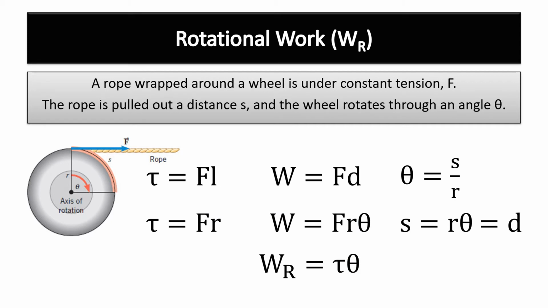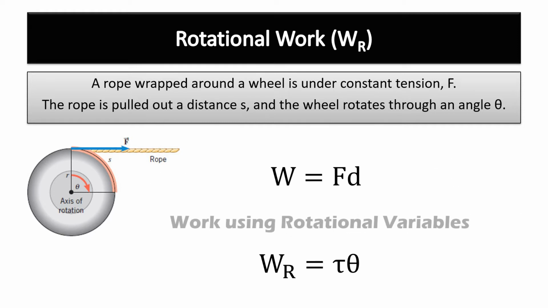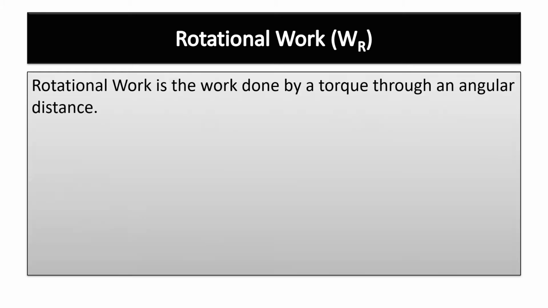So we have the rotational work is equal to the torque times the angular displacement, much like how linear work, if you want to think of it like that, is equal to the force times the displacement. So it's just work using rotational variables. So the definition is rotational work is the work done by a torque through an angular distance.